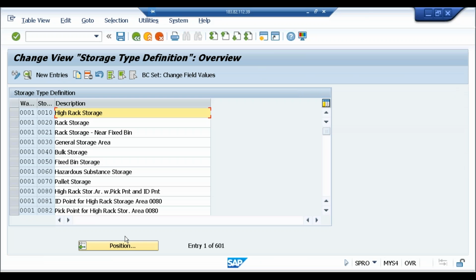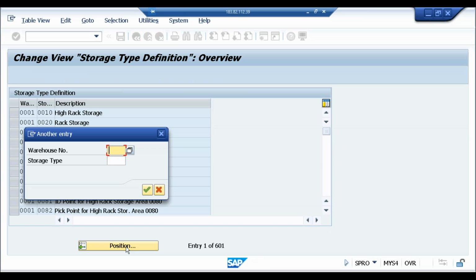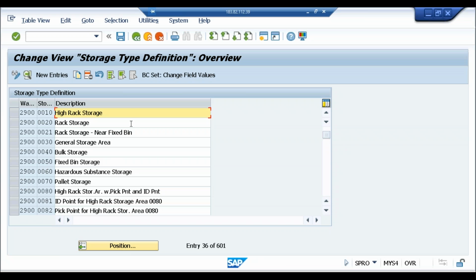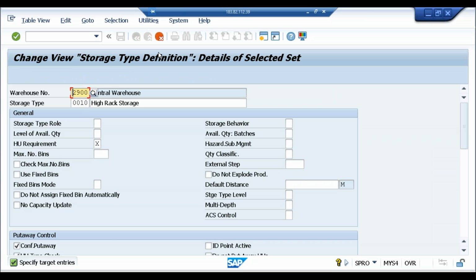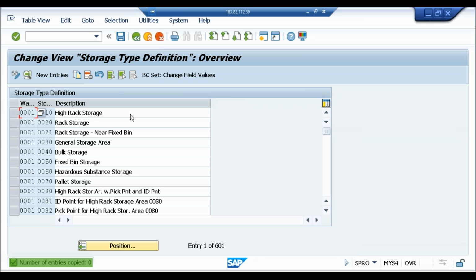So here, if we see, there are multiple storage types. Inside that we have multiple things like high rack storage, rack storage, and rack storage near fixed bench. These are all the standard storage types which are created, and most of the time you will have the same ones. Whenever we need, we can just copy and create a new one. We'll see the complete configuration of the storage types.